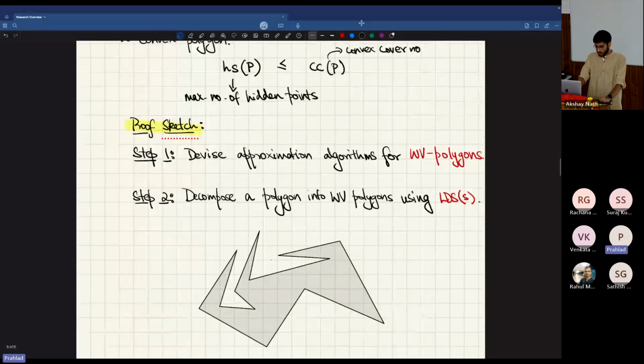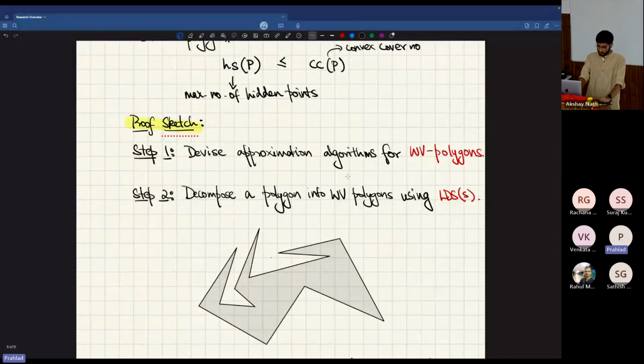So here's a quick sketch of what we're going to do. I break the entire algorithm into three steps. The first one is that we are going to devise approximation algorithms for what we call weakly visible polygons. You might have seen this before. They are polygons where you can see every point from an edge, a special edge essentially. I'll define them formally down below.